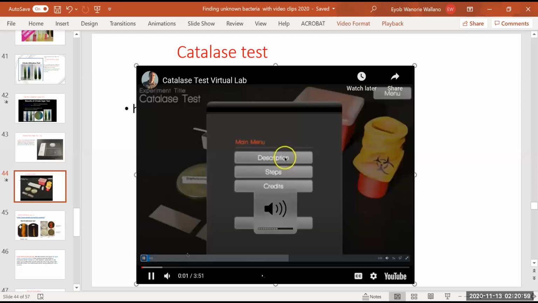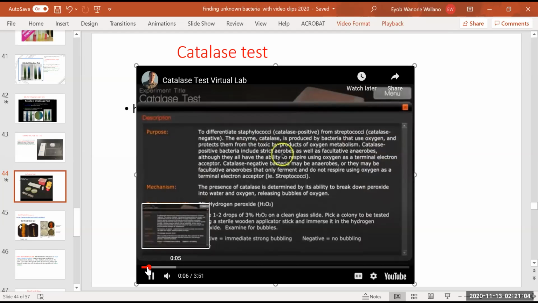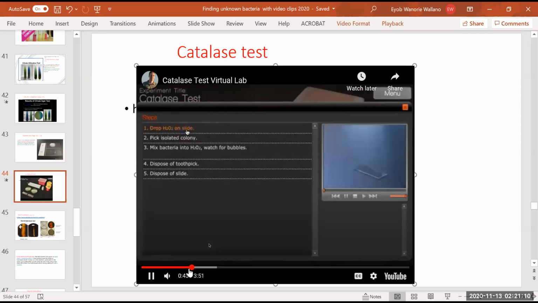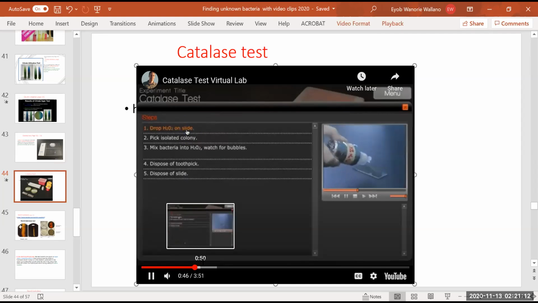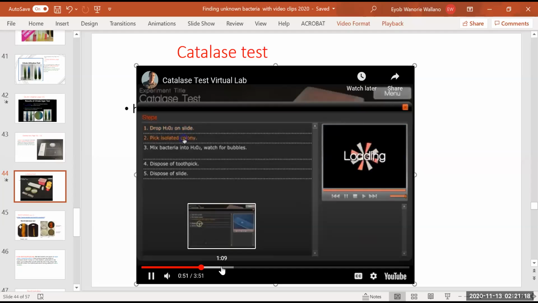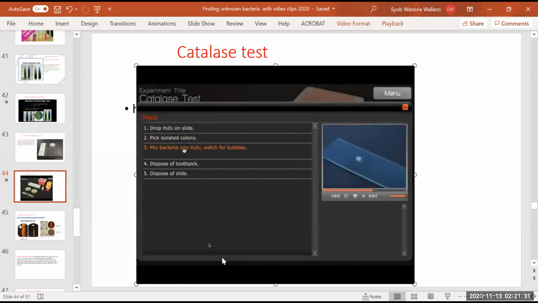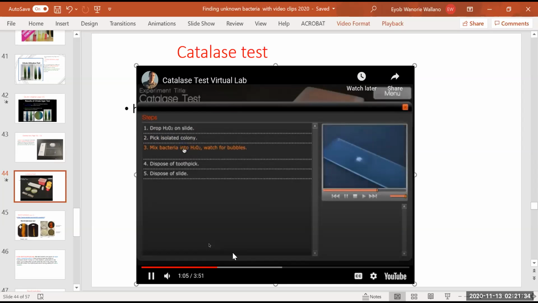Yeah, 3 minutes. First, I'd like you to read the description for this experiment. You can see the steps. First, we're going to drop hydrogen peroxide on the slide. Then we're going to pick an isolated colony from our plate. And we're going to mix that colony, that bacteria, with the hydrogen peroxide and look for bubbles. Yep. And I'm going to give you more here.